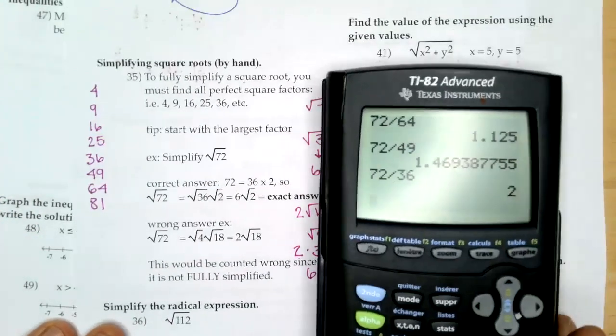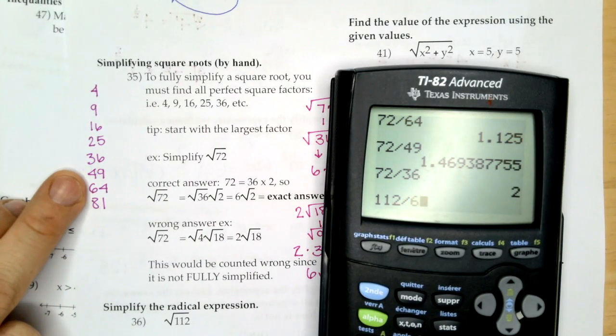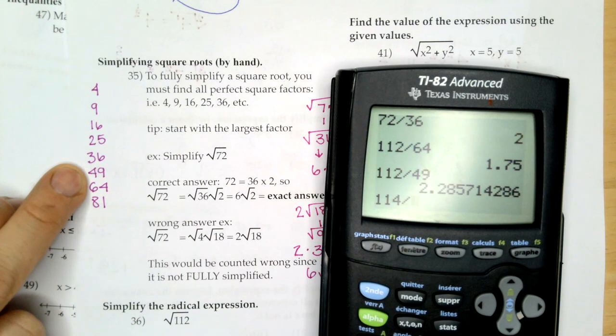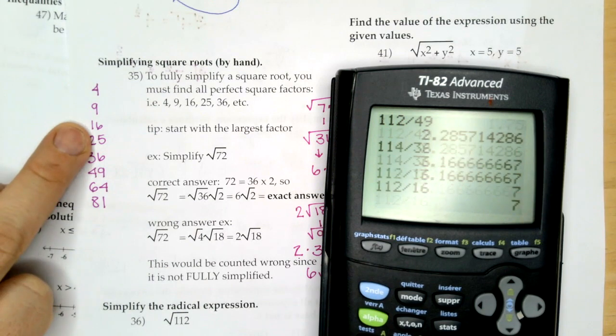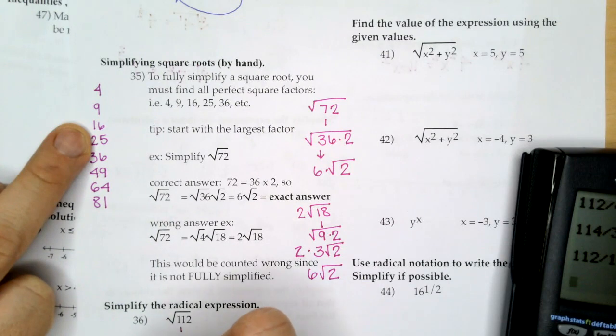112, same thing. 112 divided by 64. 112 divided by 49. It's not gonna be 25. 16, 7. Good. So that becomes 16 times 7. So the square root of 16 is 4, so it's 4 square root of 7.